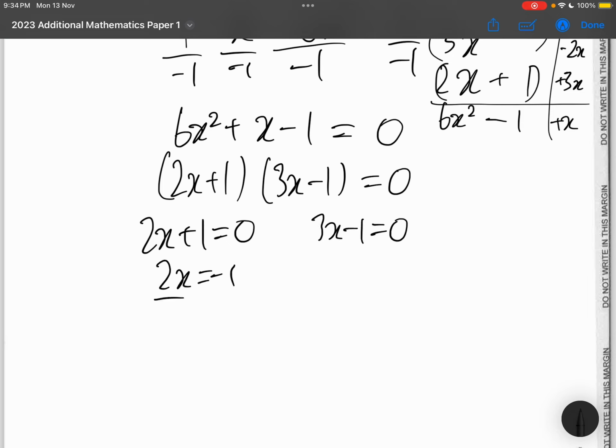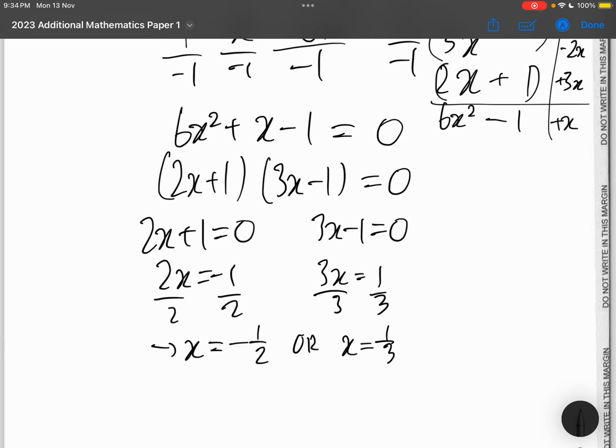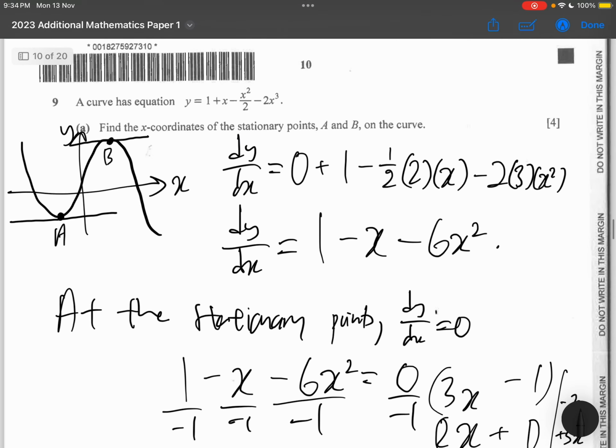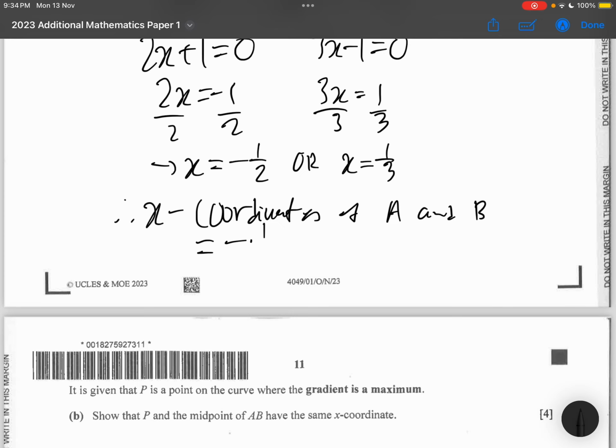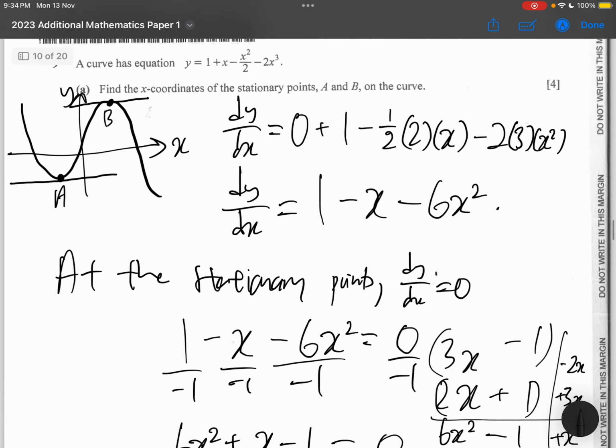2x is negative 1. x is equal to negative half, or x is equal to 1/3. They're asking for the x coordinates, so I'm just going to give this. So the x coordinates are negative half and 1/3. And this is part A.